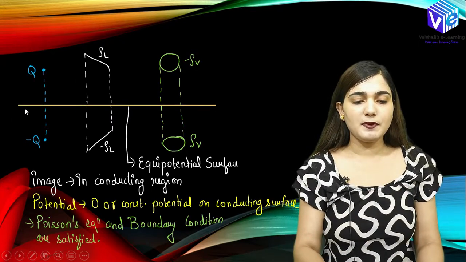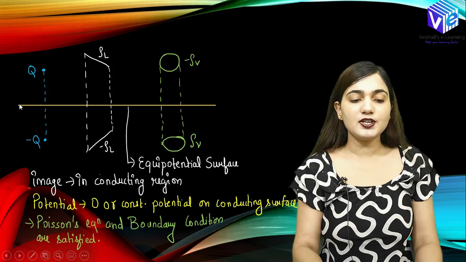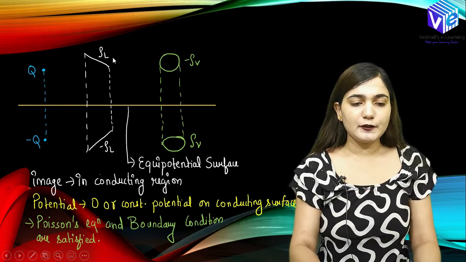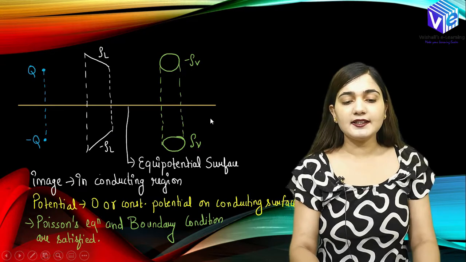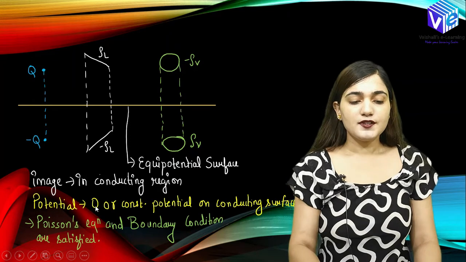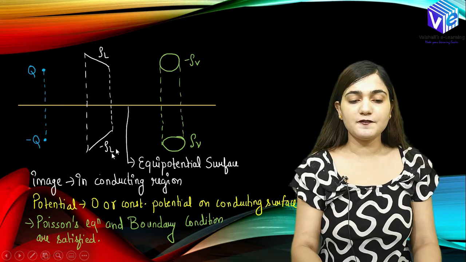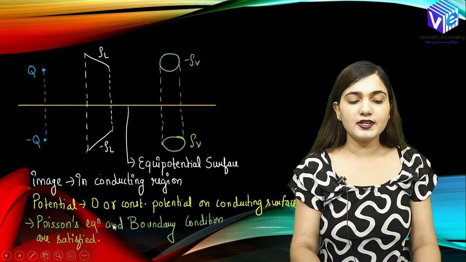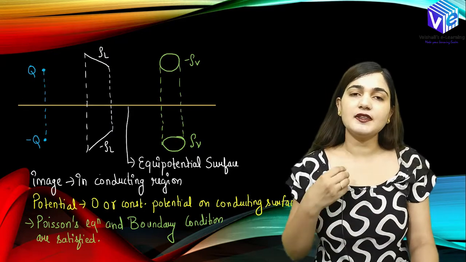So here, the conductor would be my equipotential surface, and the image is formed inside the conducting region, right? So here we had the Q, rho L and minus rho V, which were present in the air or the dielectric, and inside the conductor we have formed the image. So potential here would be 0 or a constant potential on the conducting surface. As I already told you, the conducting surface is the equipotential surface, right? And on the surface, Poisson's equation and the boundary conditions are also satisfied. So we need not worry about Poisson's equation and the boundary conditions.